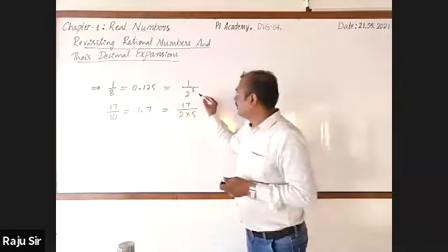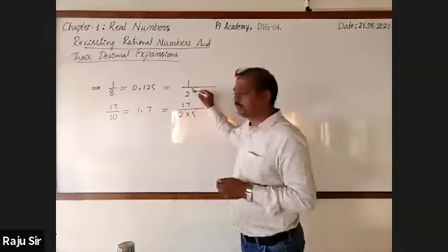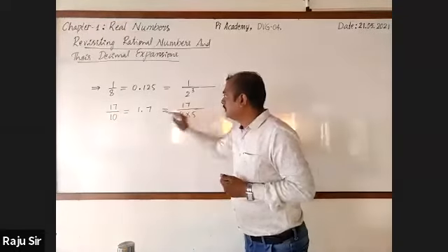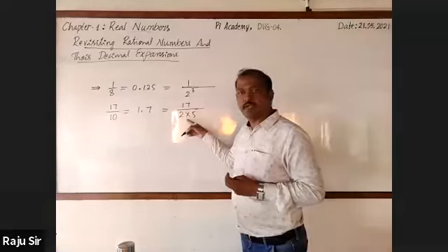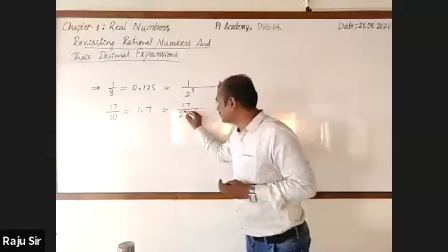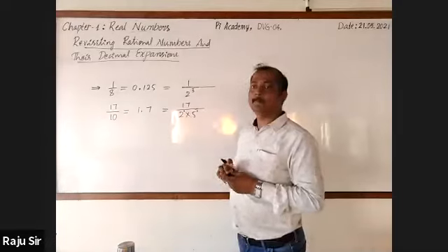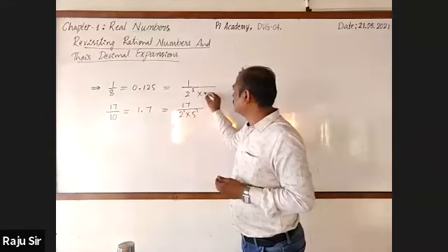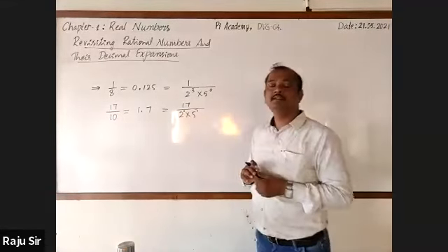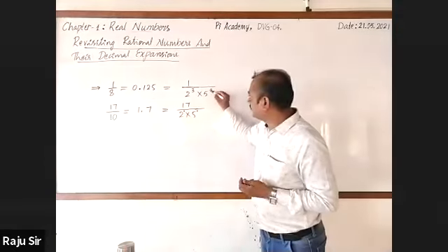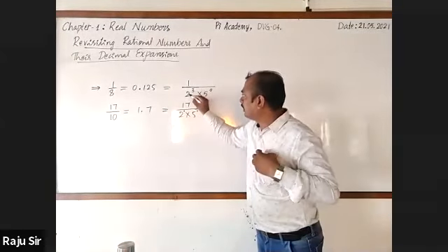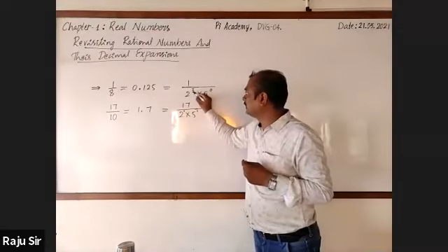Observe the denominator which has been expressed in exponential form. Here 17 by 10 is written as 17 by 2 into 5. Their powers: here 1, here 1. 1 by 8 is written as 1 by 2 cube. It can also be written as 2 cube into 5 raised to the power 0, because 5 raised to the power 0 is 1. 1 into any number is the same number. It will not affect. Now, observe the powers of 2 and 5. Here 3 and 0.